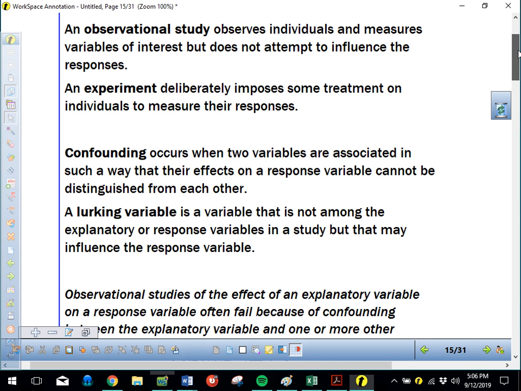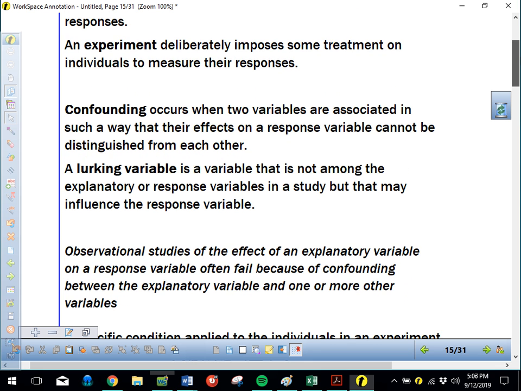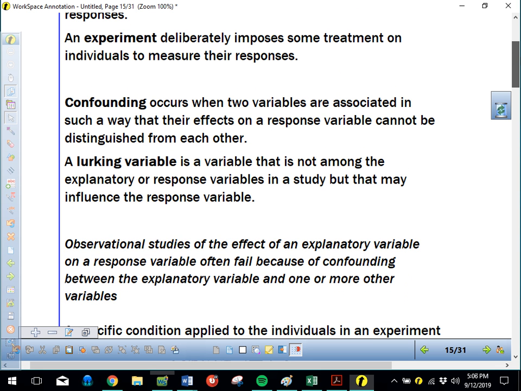You're actually changing things. Confounding occurs when two variables are associated in such a way that their effects on the response variable cannot be distinguished from each other. So anytime you're observing, you don't know which variables are affecting the outcome, the response. And so there are multiple explanatory variables, and so it's confounding.